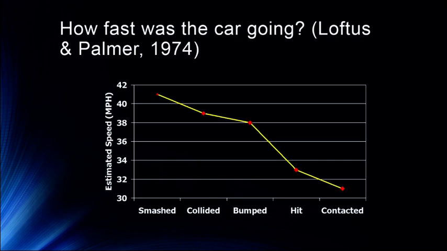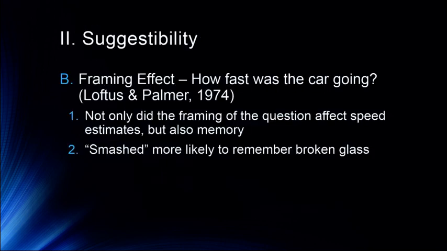And it's not hard to see what's happening here. We're activating a schema. When we activate the schema of cars smashing into one another, that indicates a pretty dramatic collision. Hit, bumped, or contacted, contacted is barely even. They barely touched one another. And so we activate a different schema. In fact, what they found was that participants' memories changed. The framing of the question, by simply altering the way the question was worded, altered people's memories.